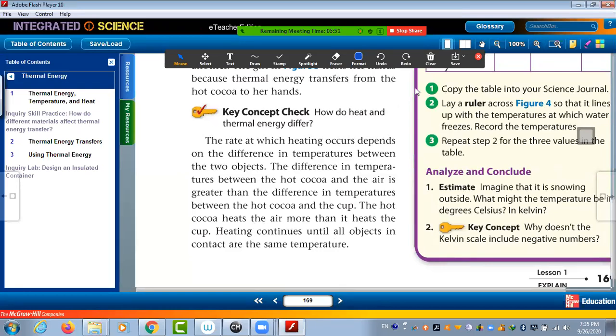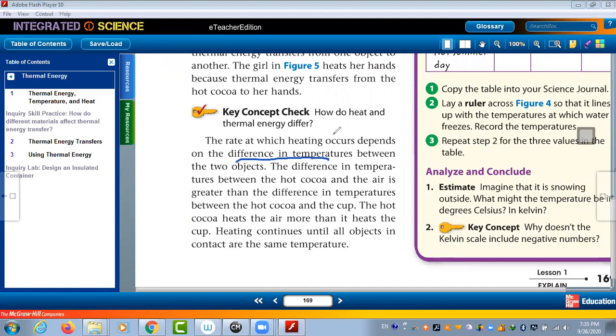Okay, and we said for this movement to happen, we must have a difference in temperature. It means we have a hot object and a cool object, and heat, thermal energy, will move from the hotter object to the cooler object because they have a difference in temperature. Pay attention to the difference in temperature. But the heat will continue until all objects in contact are at the same temperature.